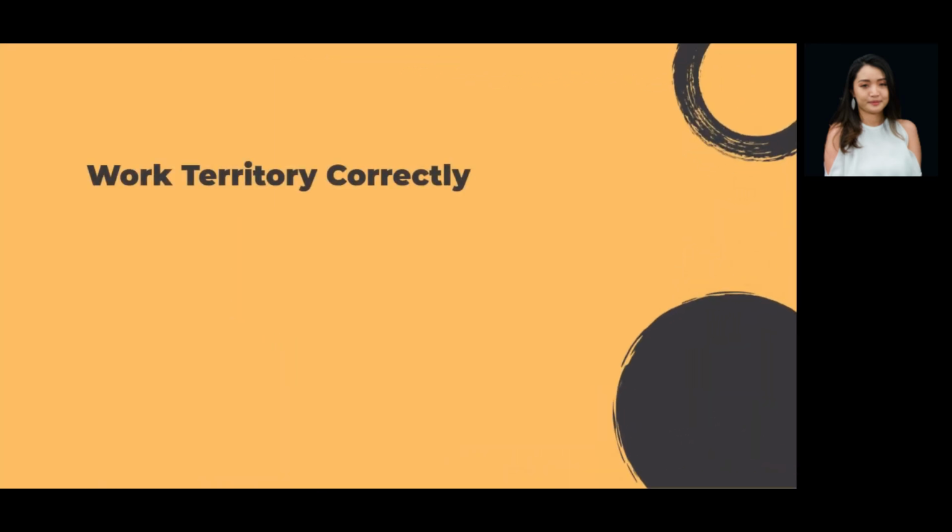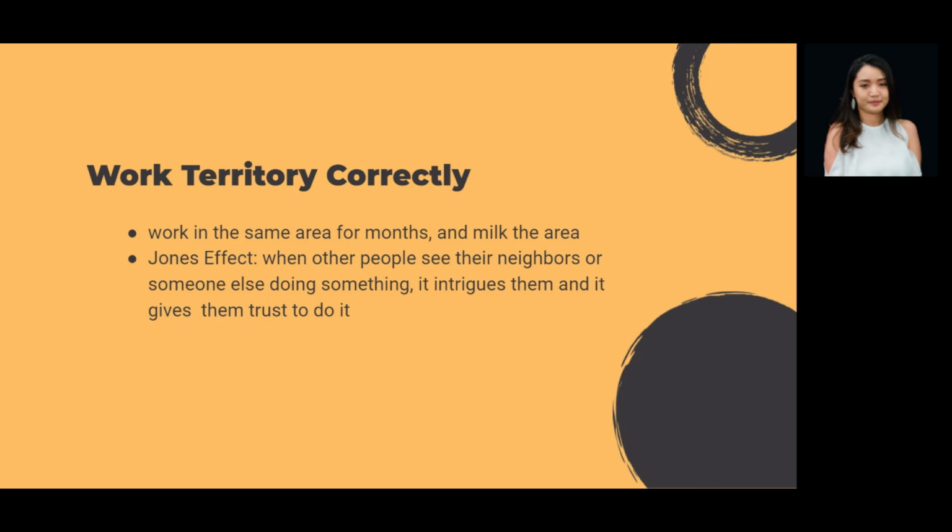We want to make sure you guys understand this. And then it's step number 5 or 6, which is work territory correctly. As Abby shared, she worked in the same area for months, where she was able to milk the area and really use what we call, and we're going to teach you guys here, the Jones effect. Who here knows what the Jones effect is? It's one of our impulse factors. Anybody? When you tell a customer, hey, we helped your neighbor with this.